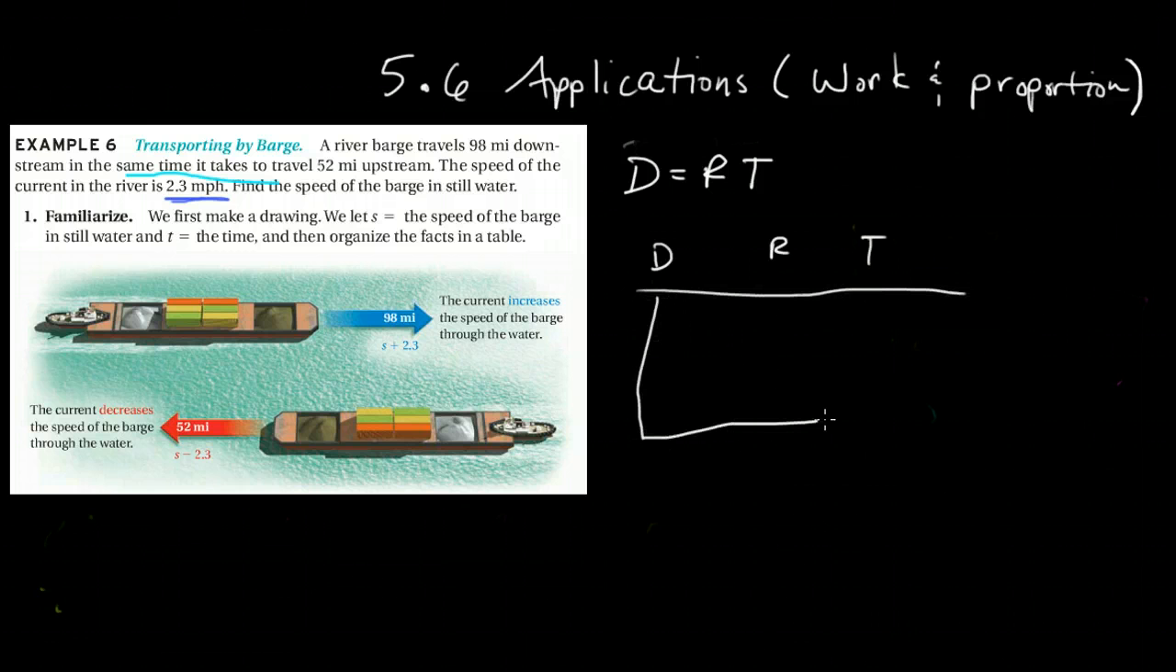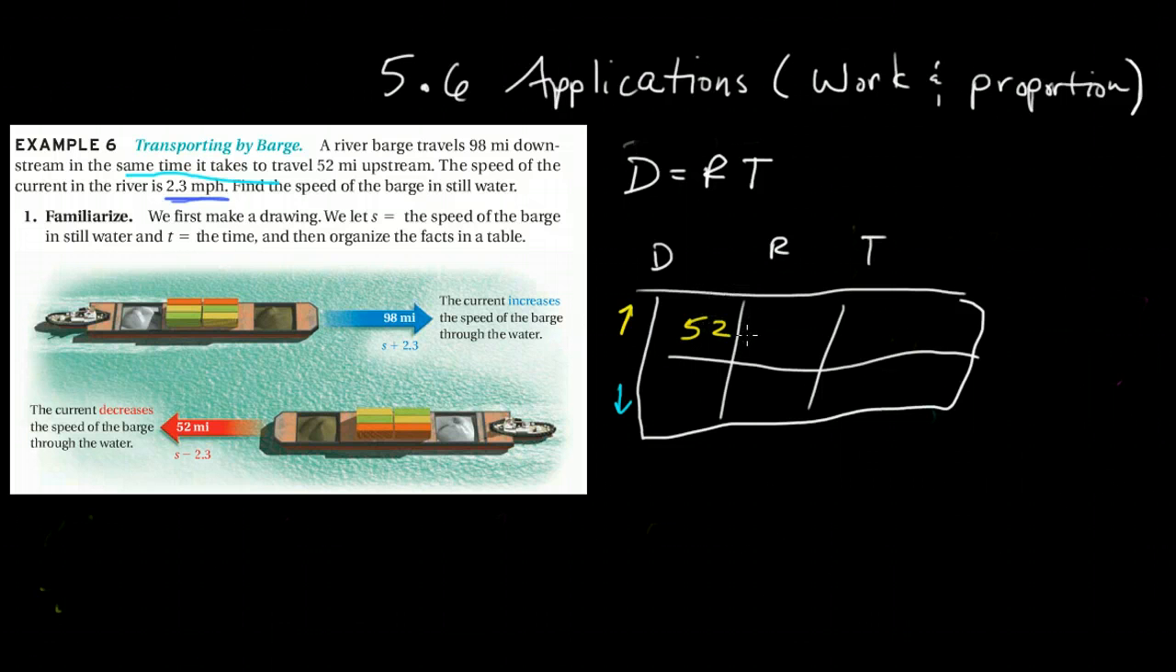It can go either upstream. Let's do this in two different colors so we can see what it looks like. The barge is either going to go upstream or it's going to go downstream. Now, upstream is when it's going against the current. And what it tells us about the upstream trajectory is that it's going to go 52 miles upstream.